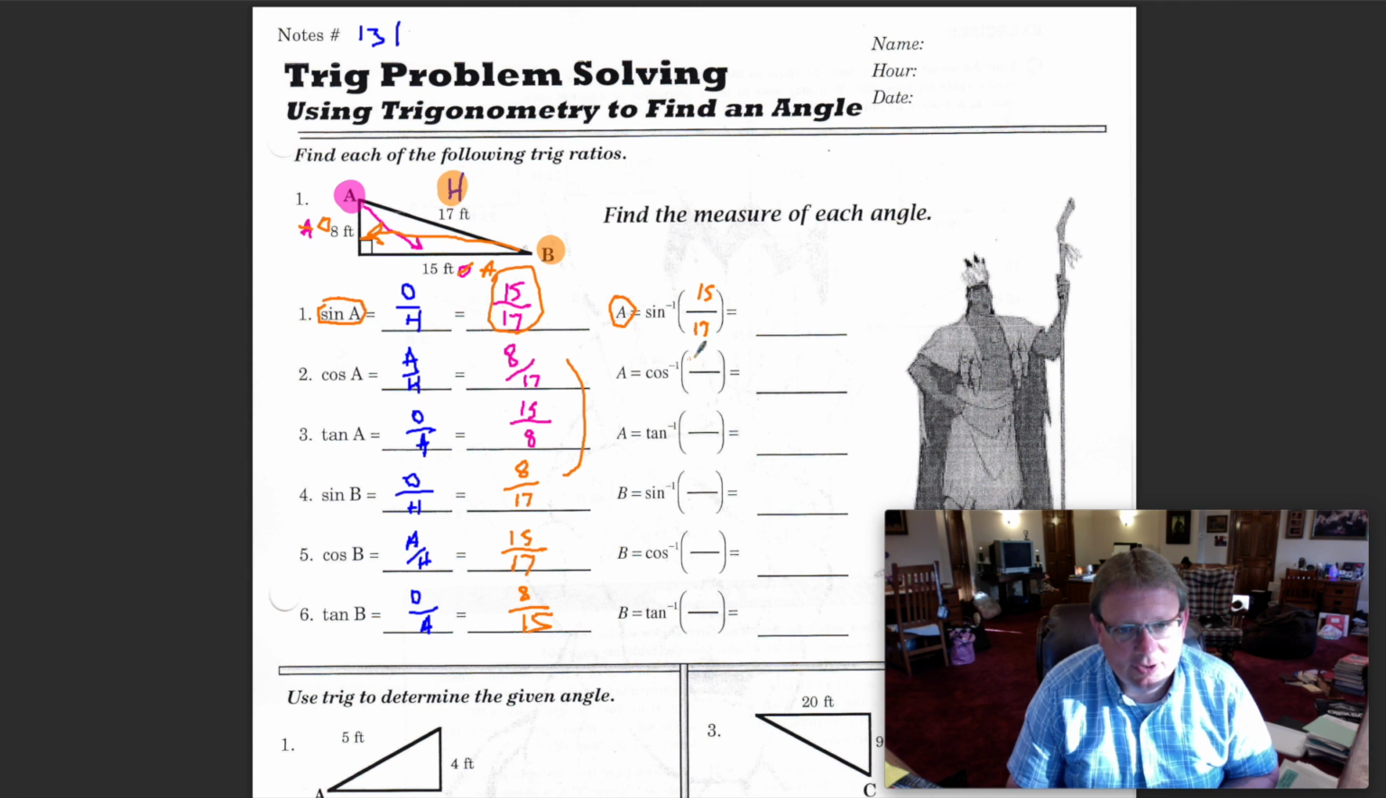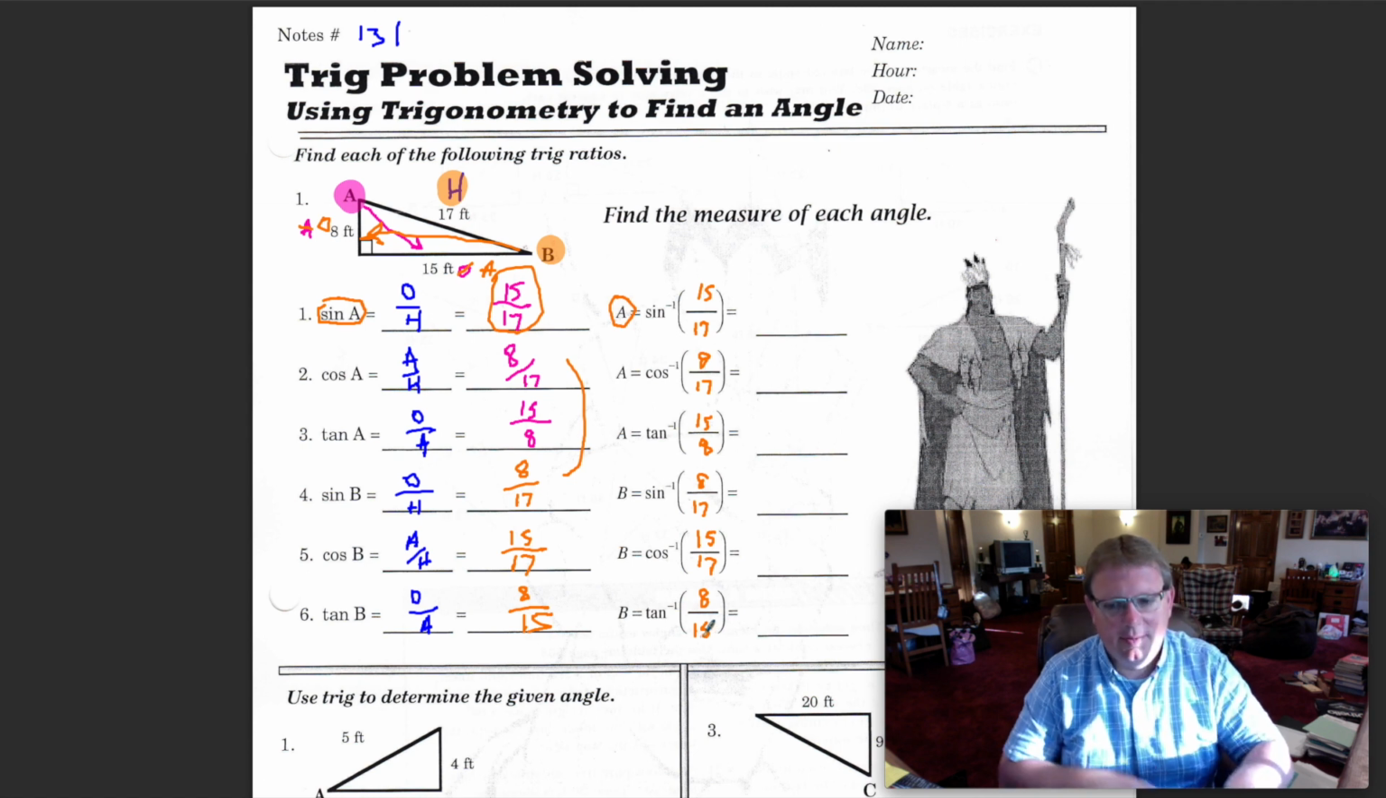We're going to write inverse cosine of 8/17. We're going to write inverse tangent of 15/8. I'm just taking them straight across. We're going to write inverse sine of 8/17. We're going to write inverse cosine of 15/17. We're going to write inverse tangent of 8/15.